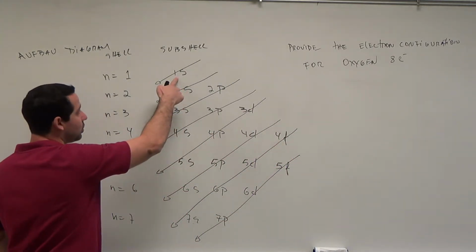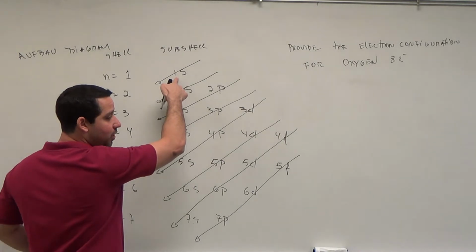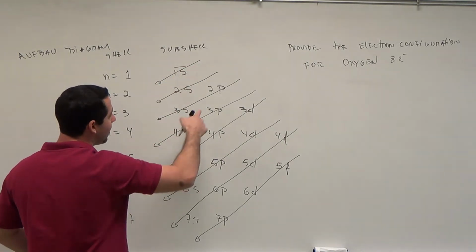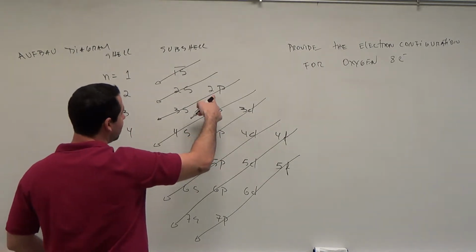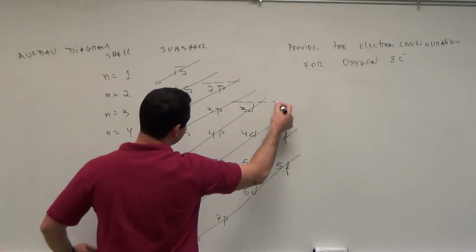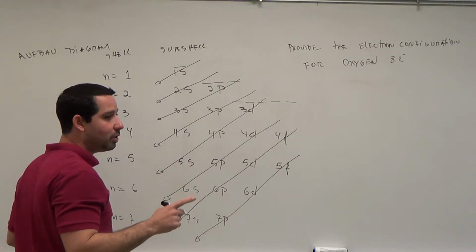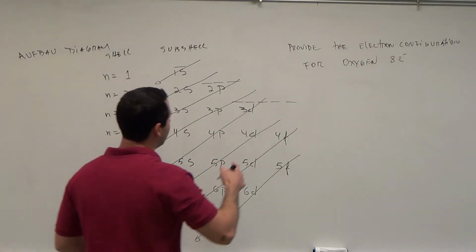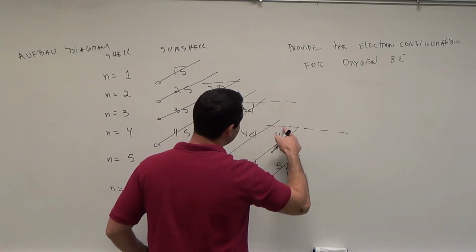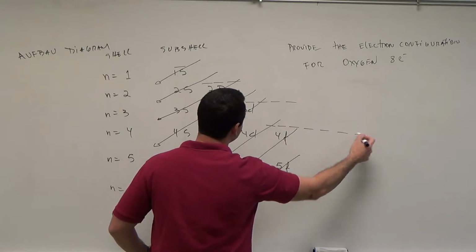How many orbitals does the S subshell have? 1 orbital. That means 1 line. How many orbitals does the P have? 3. And the D? 5. No, it's never an even number, okay? It's always odd. And then here? 7. 1, 2, 3, 4, 5, 6, 7.